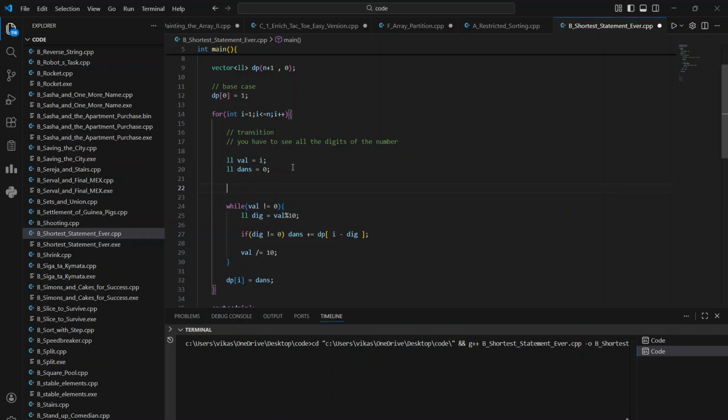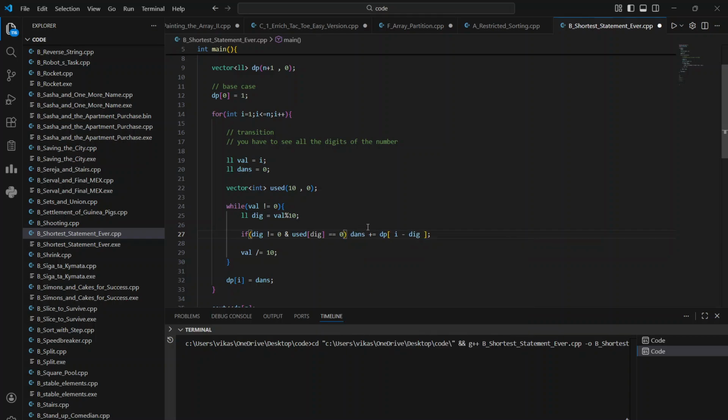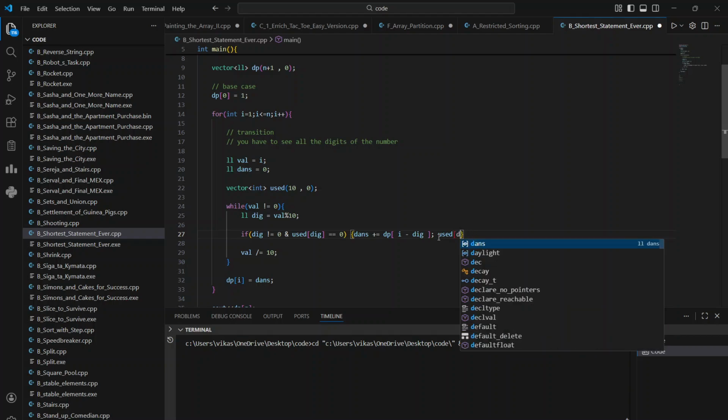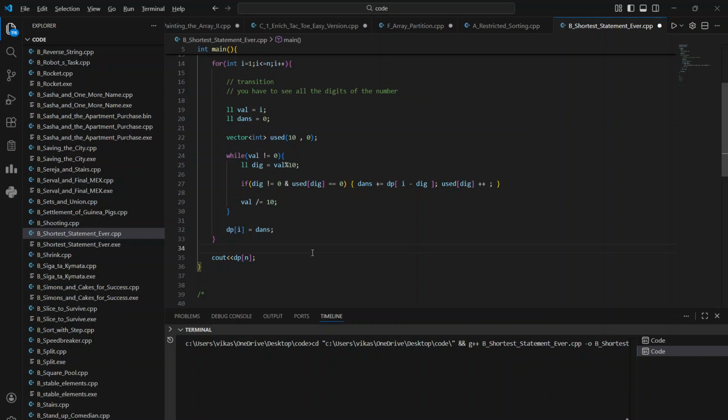So what I can do is have a vector of int, let's say frequency, or let's say used or not, of size 10. Now if the digit is not equal to 0 and it was not used, meaning used of this digit is 0, then only I will use it and count it, and then used of digit plus plus. I hope you understood this, right? That's it, and I hope that this is correct.